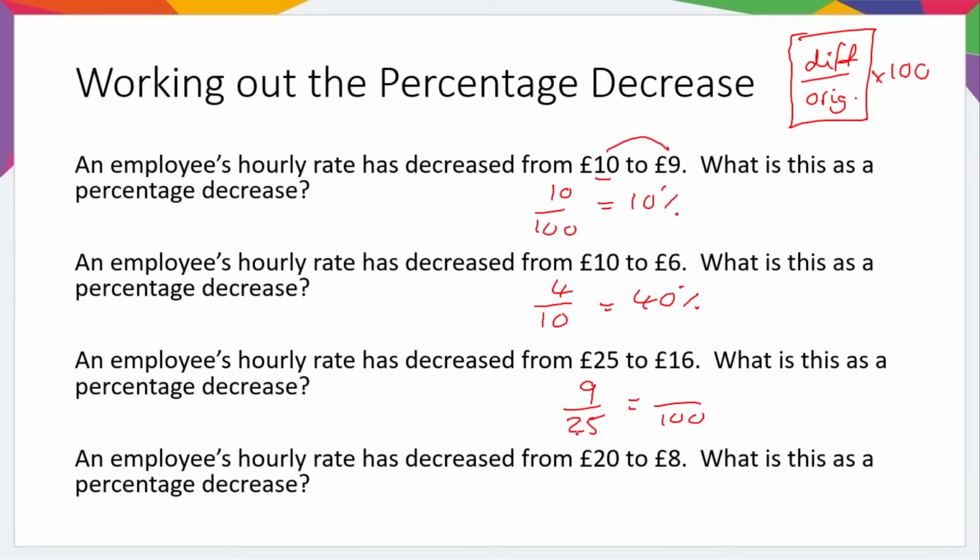25 to 16, that is a decrease of 9 from 25. And again, 25 goes into 100 4 times, so 9 times 4 is 36. So that's a 36% decrease. Or if you like, 9 divided by 25 times 100 using that formula. 20 to 8, that's a drop of 12 from 20. Again, turning that into a percentage, which is the equivalent fraction out of 100, 20 goes into 100 5 times. 5 12s are 60. So that is a 60% decrease.